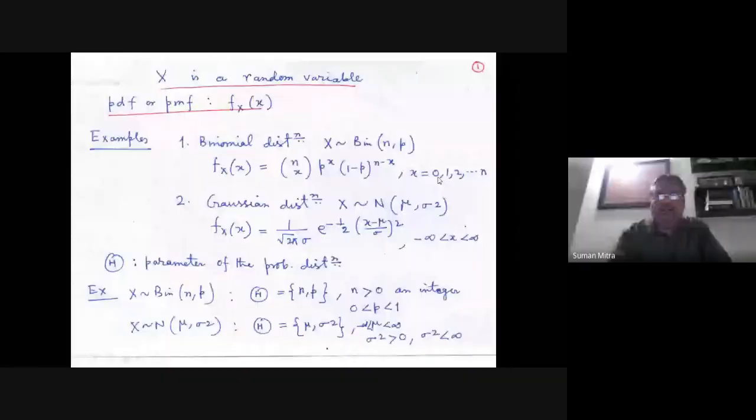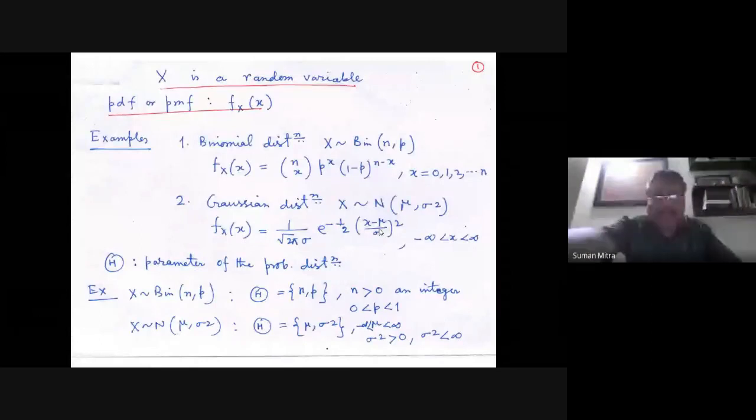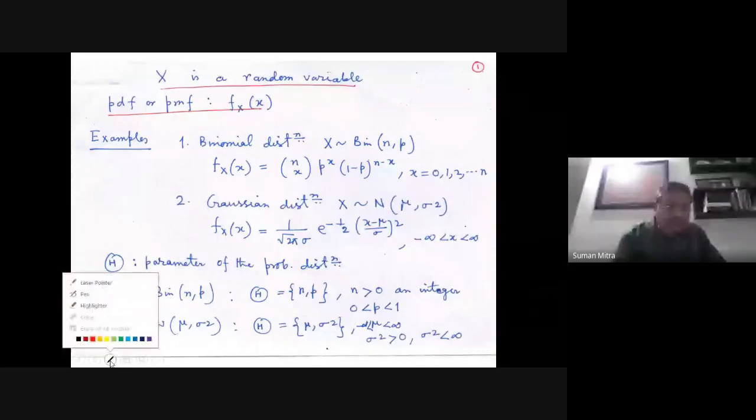So x is a random variable. We have a PDF or PMF which is f_X(x). So we write f_X(x) equal to nCx p to the power x, 1 minus p to the power n minus x. X is taking value 0, 1, 2, etc. Another example is that Gaussian distribution. So x follows Gaussian or normal (mu, sigma square). Then PDF of x is f_X(x), which is 1 by root over 2 pi sigma, e to the power minus half, (x minus mu by sigma) whole square. And x taking value from minus infinity to plus infinity.